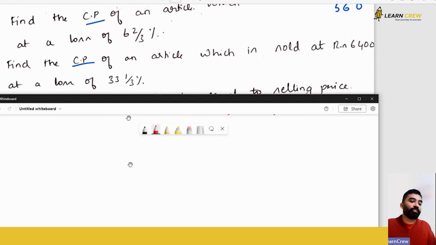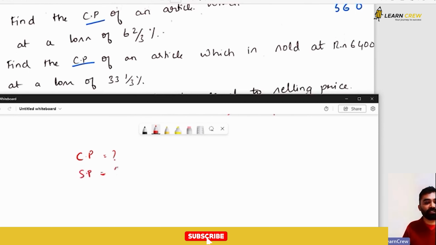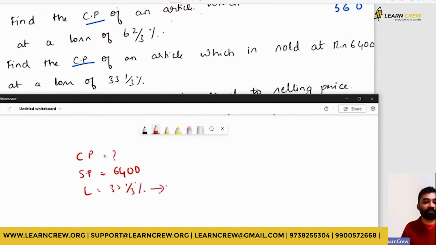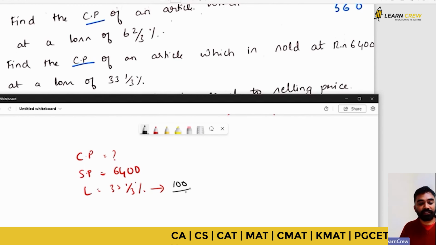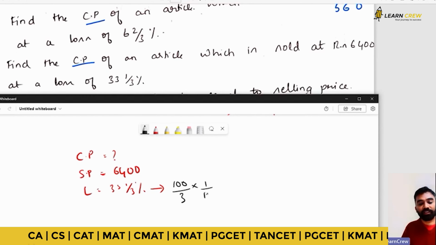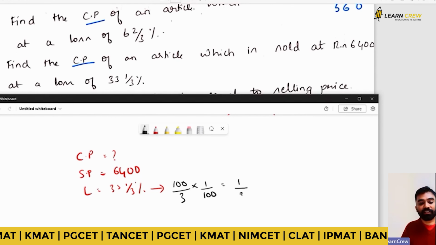Surya? Okay. Seventh one. They're asking me to again find out the cost price. The selling price is given as rupees 6,400. Loss percentage is 33 1/3%. So start from here again. It becomes 33 into 3 is 99, 99 plus 1 is 100. So it becomes 100/3 into 1 divided by 100. So it becomes 1/3 as the ratio.